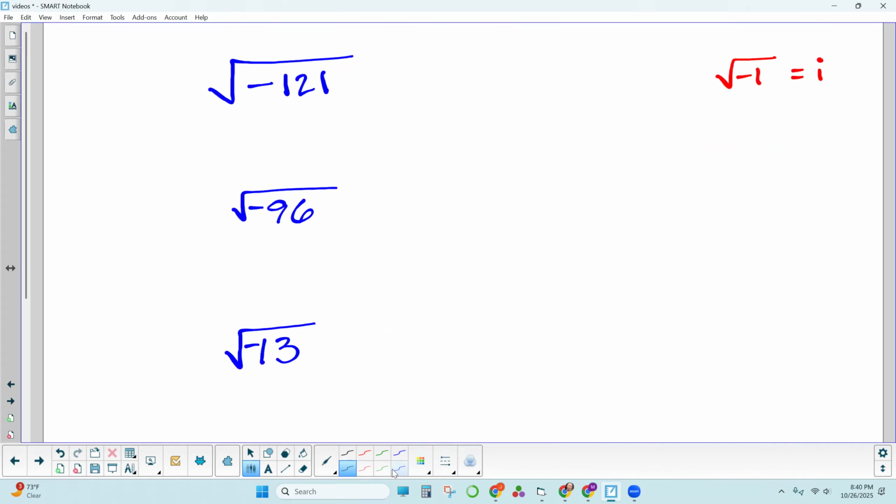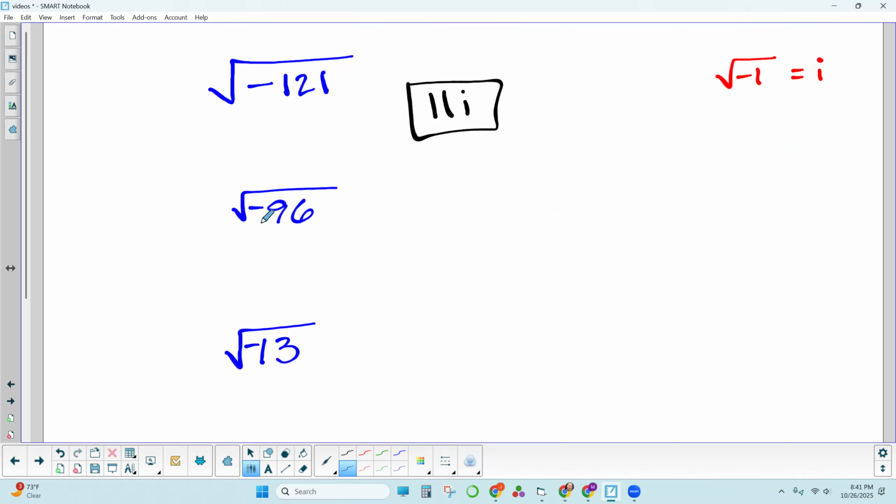All right, the top one here, the square root of -121. Because of the negative, I'm going to pull out an i, and the square root of 121 is a perfect square, which is just 11. So the answer would be 11i.